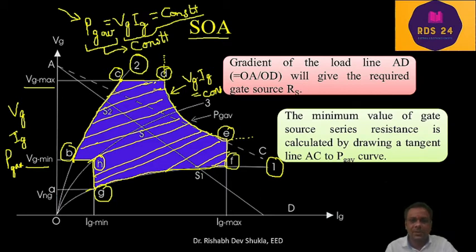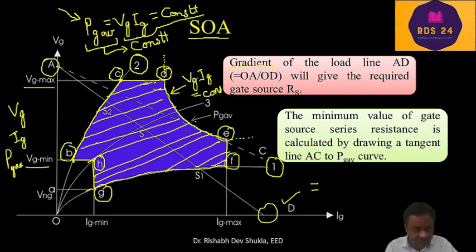Now again we come to the load line. This is A and D. This is the load line. So the gradient of the load line AD, gradient meaning the slope, which is already calculated, is minus R. If we calculate it graphically, what do we have?